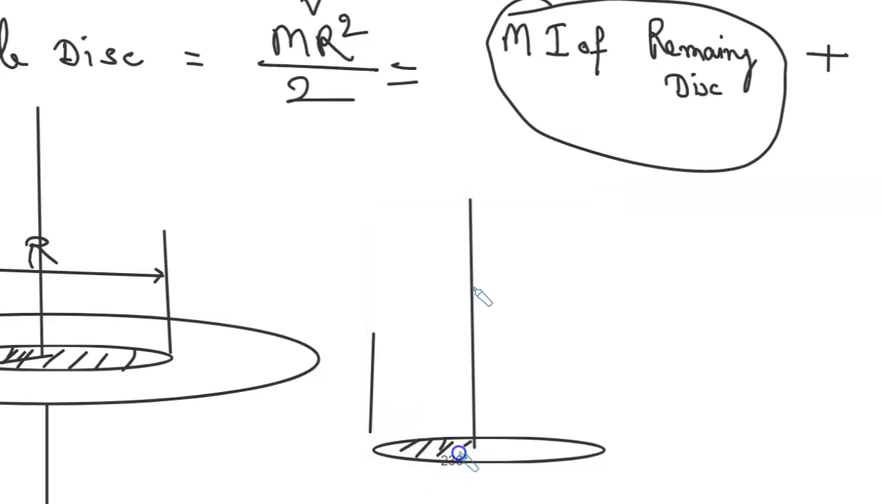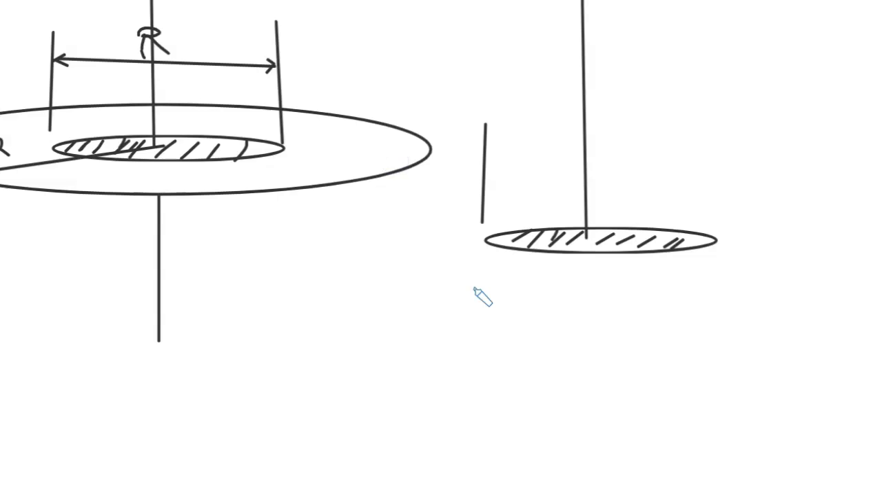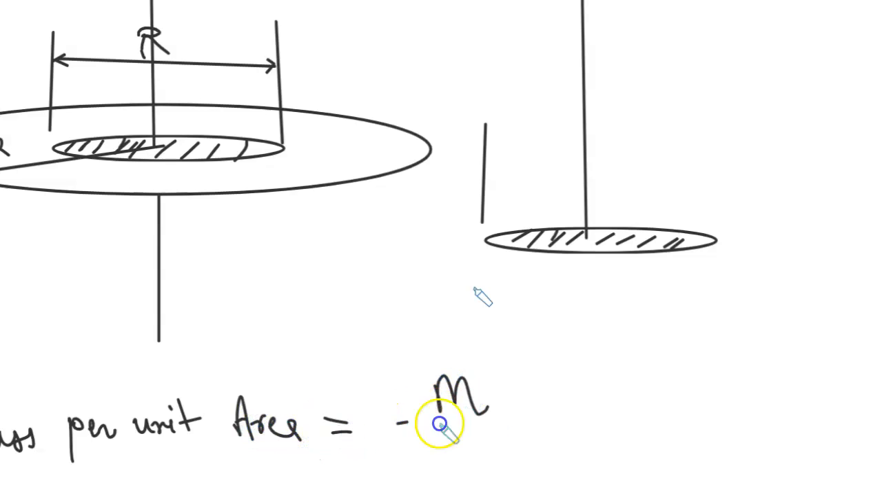This is your cut part. Find the mass per unit area of the whole bigger disk before cutting. Mass per unit area is mass divided by area. The area of the disk is pi r square.